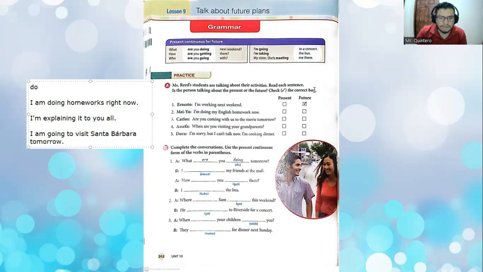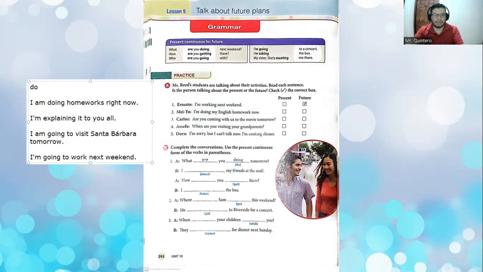Future. The next one. Otro ejemplo. Voy a trabajar el siguiente fin de semana. Podemos utilizar contracción. I'm going. I'm going to work next weekend. Voy a ir a trabajar o voy a trabajar en este caso el siguiente fin de semana.